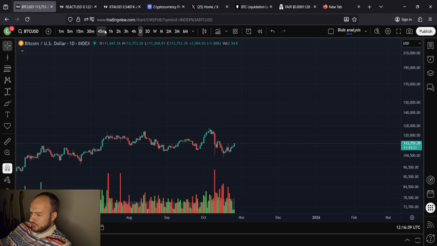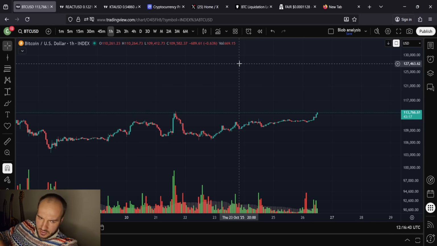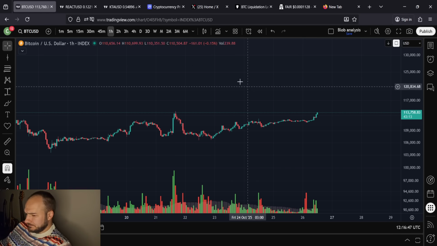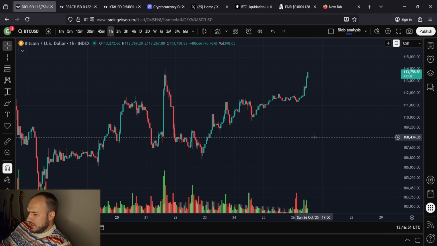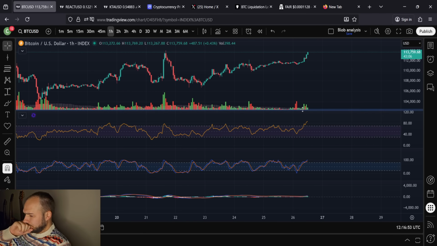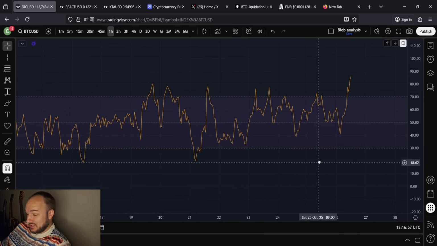Looking at the short-term stuff, the 1 hour, let's see how sustainable this move is. Hold on real quick, guys. I had to cough there. 113.7K right now. The RSI is moving up. It's looking great. This is fantastic. This is really good stuff, you guys.